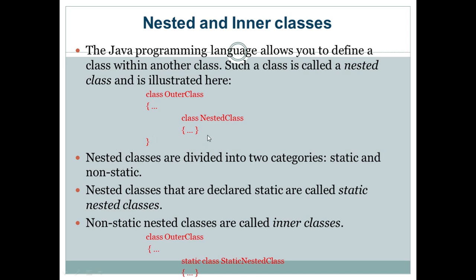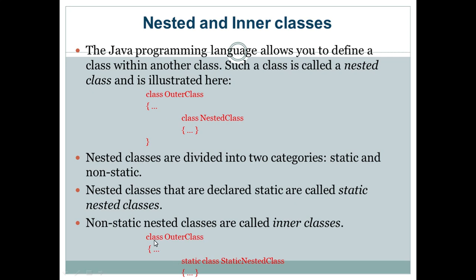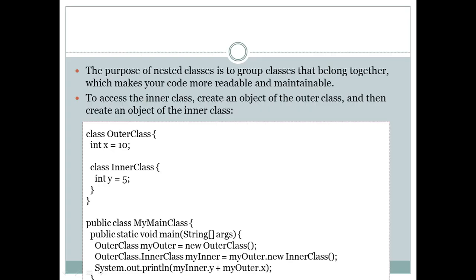Now, nested classes are divided into two categories. One is static and one is non-static. Nested classes that are declared static are called static nested classes, and the non-static nested classes are called inner classes. So here, class OuterClass, and inside the outer class, static class, it is a static nested class. Now see here one example.